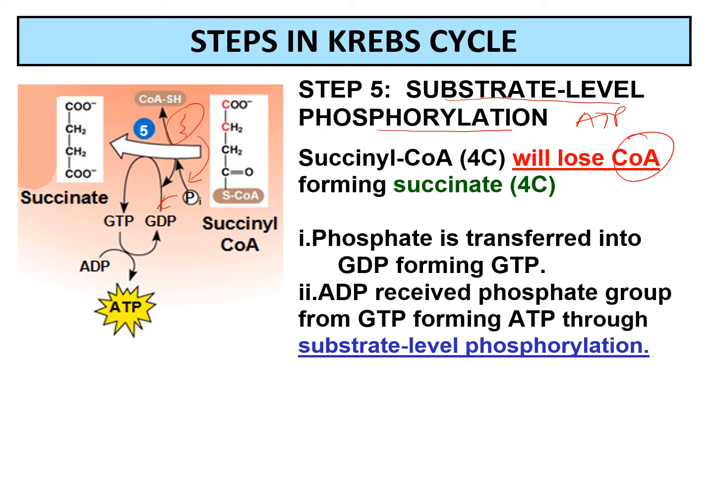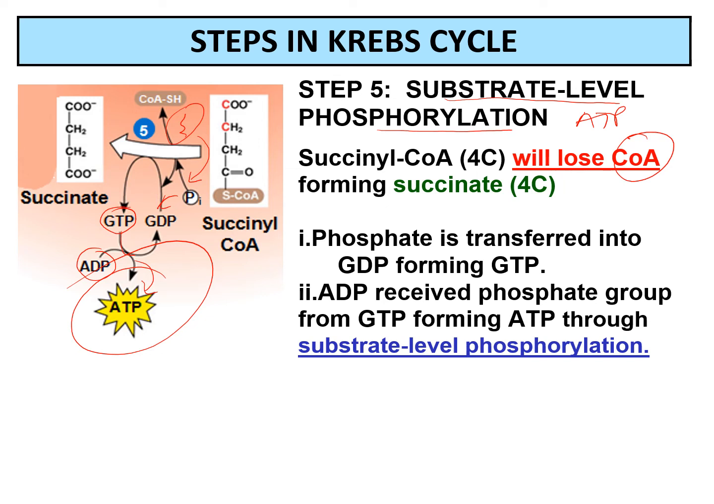Remember, the release of coenzyme A releases energy. The energy is used to bind the inorganic phosphate to the GDP. So GDP then transforms into GTP. Next, GTP will transfer the phosphate to the ADP, hence forming ATP. So this is what we call substrate level phosphorylation that produces ATP. So although the journey seems long, in the end it produces ATP. Okay, we can say that Krebs cycle yields ATP.